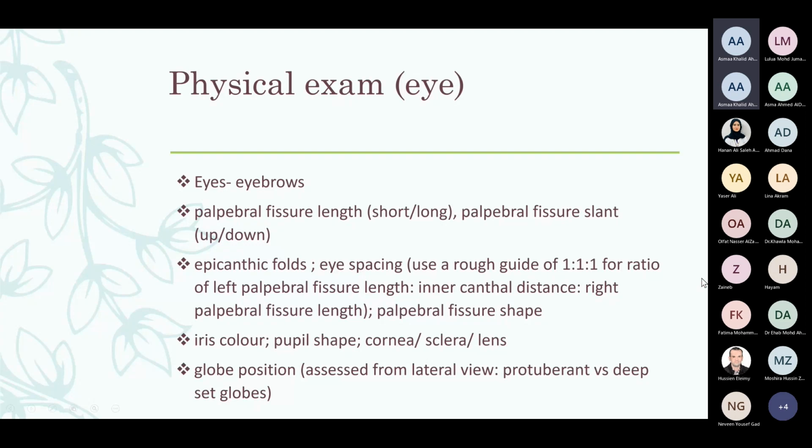There is a rough guide. You check left palpebral fissure 1, inner canthal distance 1, and right palpebral fissure also 1. Or an easier way to think: if you can put an eye between the two eyes, this baby has hypertelorism by default. Okay, and the globe position. Sometimes it will be deep set or there will be ptosis. This is best assessed from the lateral view.